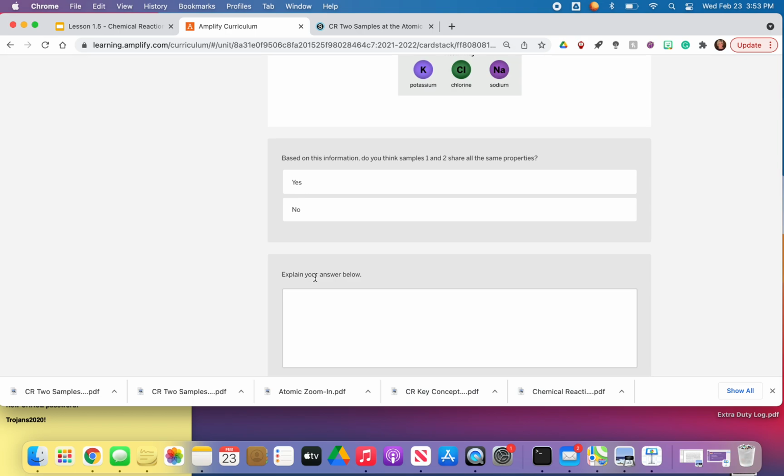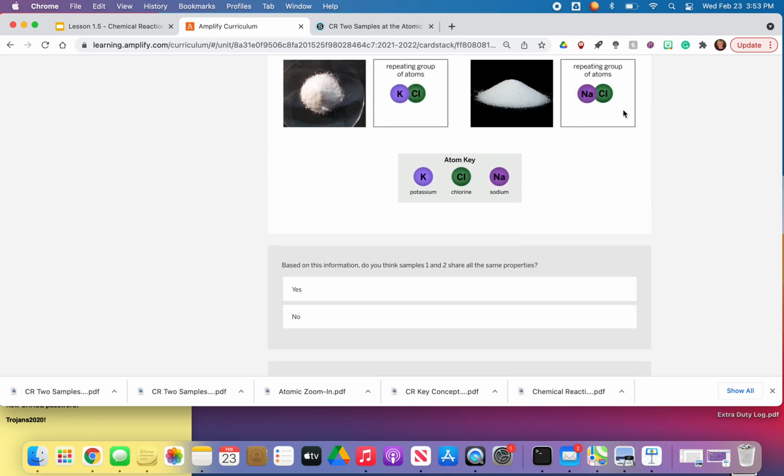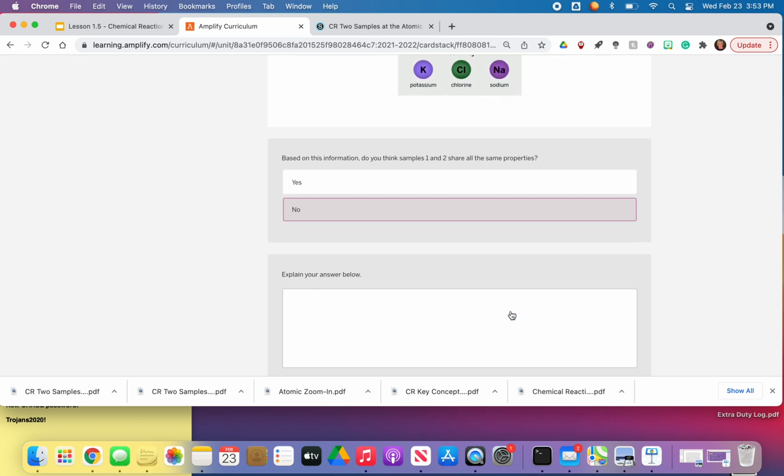So go ahead and pause this and explain your answer. And I kind of don't want to tell you the answer. I want to see where your thought process is, okay? So explain why, based on this atomic information, why would samples 1 and 2 not share all the same properties? Go ahead and pause the video, fill this out, and hand it in.